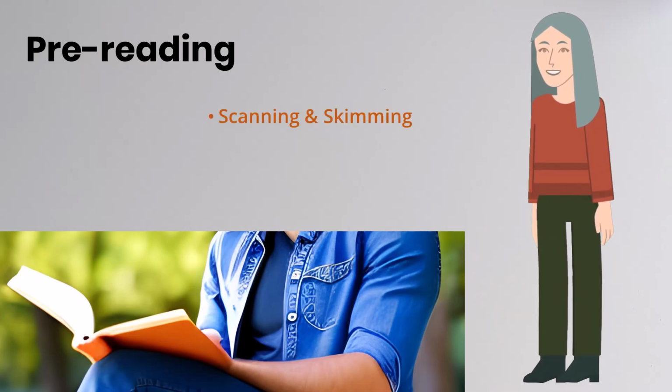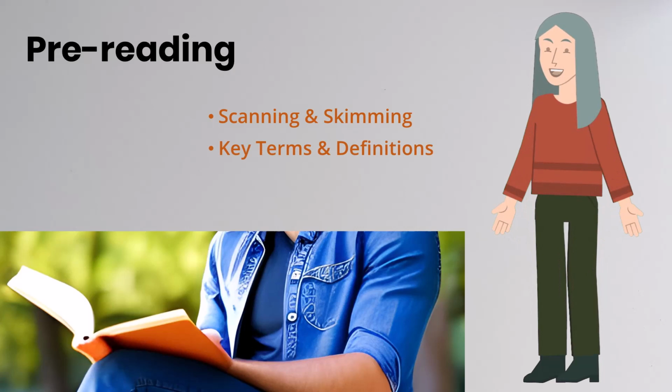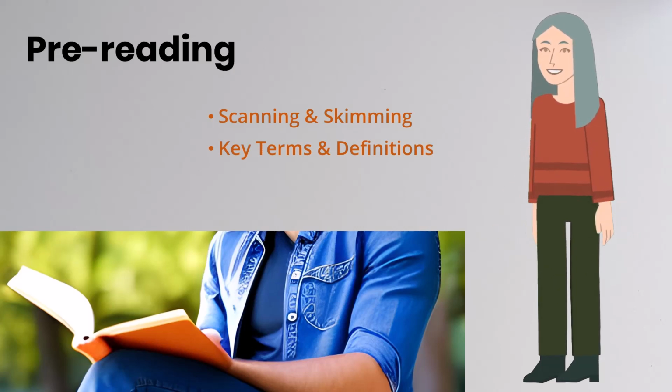Scan the text and look for titles and subheadings, which give you an idea of how the information is organized. Skim each section quickly to get an idea of what you can expect. Then look at the end of the reading to see if key terms and definitions have been included. This is information you'll want to know before you start the annotation process.